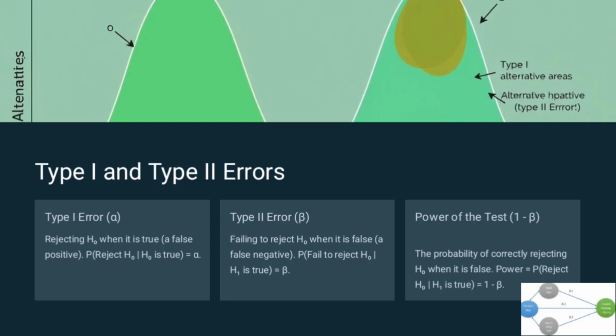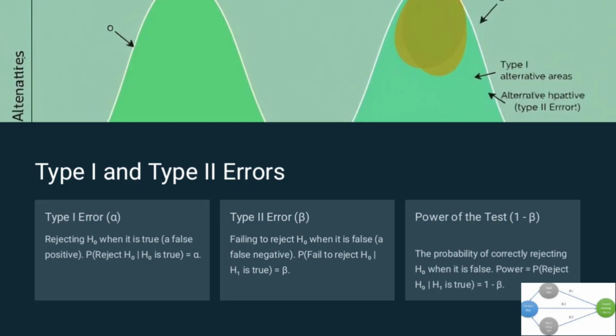Second, type 2 error, beta, failing to reject H0 when it is false, a false negative. P(fail to reject H0 | H1 is true) equals beta. Failing to reject the null hypothesis H0 when it is false, meaning the alternative hypothesis H1 is true, a false negative. The probability of a type 2 error is denoted by beta.